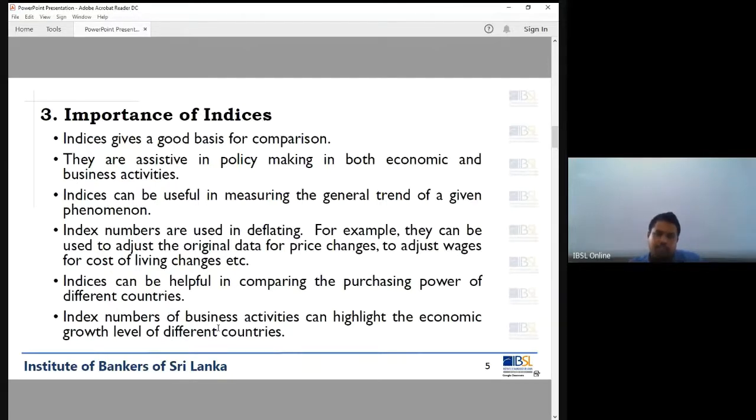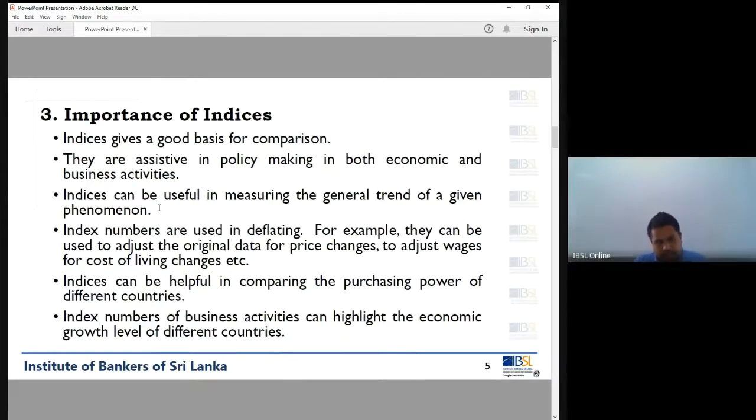Last point, index numbers of business activities can highlight the economic growth level of, again, different countries. So let's say, to get some examples of business activities, we're looking at, for a given economy, the price to earning ratio or a dividend yield ratio, dividend payout ratio, a complete set of securities put into one basket, and seeing whether your country's stocks are growing or whether they are stagnated or on a diminishing trend.